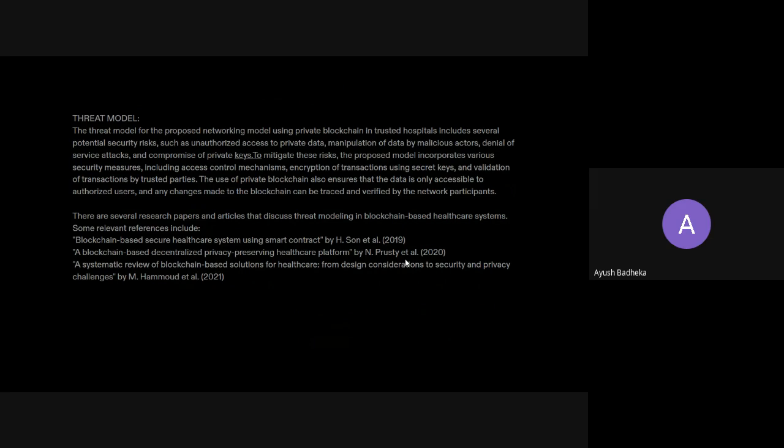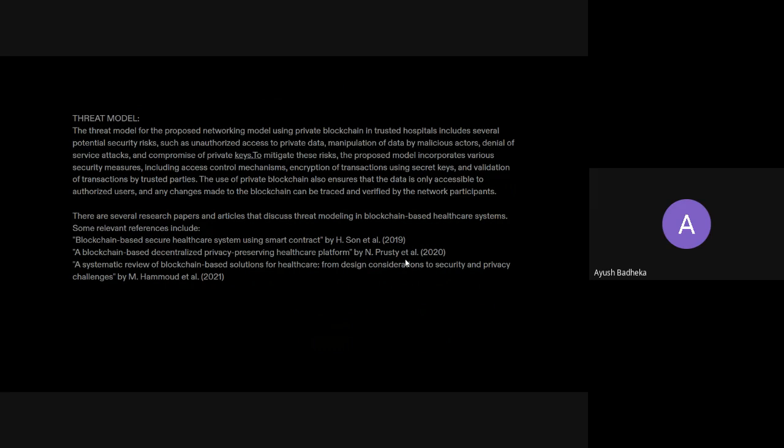So there's a threat model. The threat model for the proposed networking model using a private blockchain of trusted hospitals includes several potential security risks such as unauthorized access to private data, manipulation of data by malicious actors, DoS attacks, and compromising of the private keys. So there are many problems which the healthcare application still faces today, even after having IoT and the blockchain base. As said, 98% is secure, the other 2% is not.